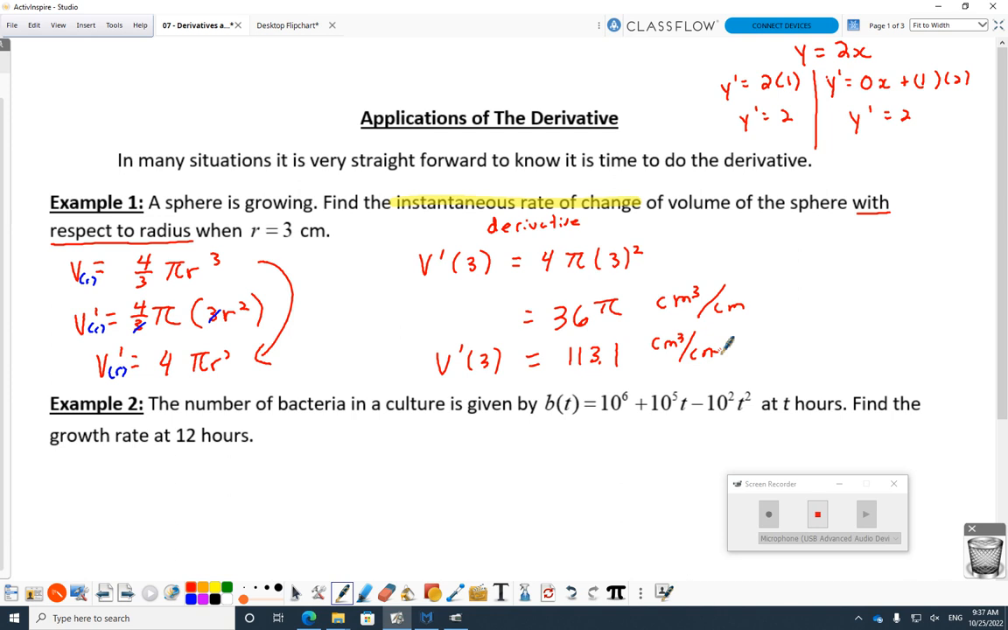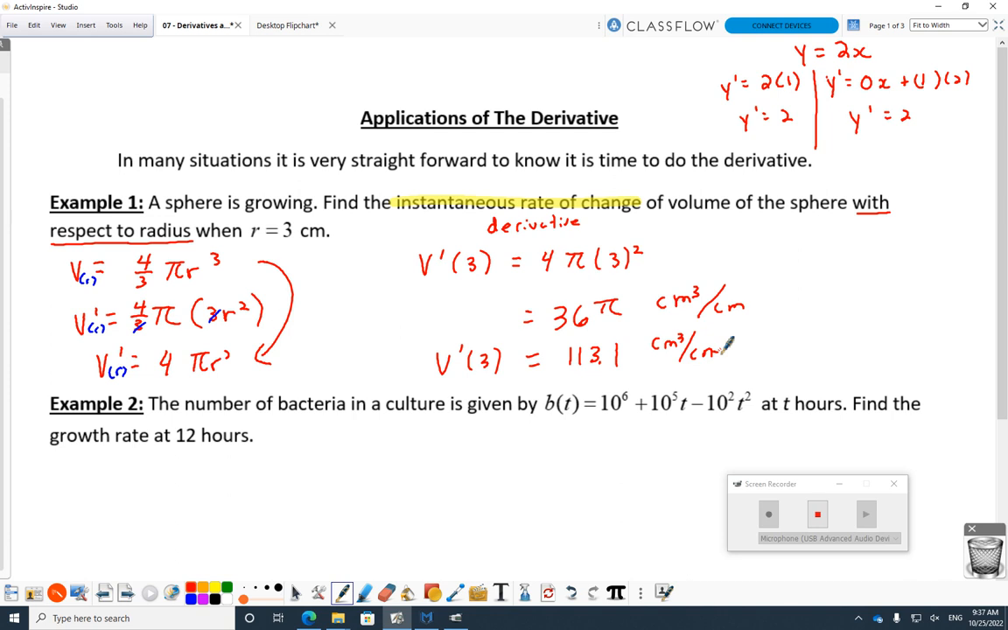This is how much. So when this sphere has radius 3, every time I add on another centimeter of radius, I add on 113 centimeters cubed of volume. That's wild. But think about a sphere that was all around. It would take a lot of cubes around the outside to add on to the volume. One little bit of radius adds a lot of stuff around the outside.